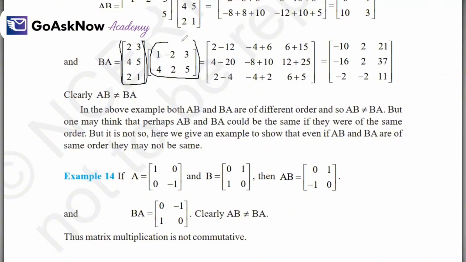We might think that if two matrices are of the same order, then their multiplication would be commutative. But that is also not true. Even if you have two square matrices, it is not necessary that their multiplication is commutative. So we will see one example for that also.